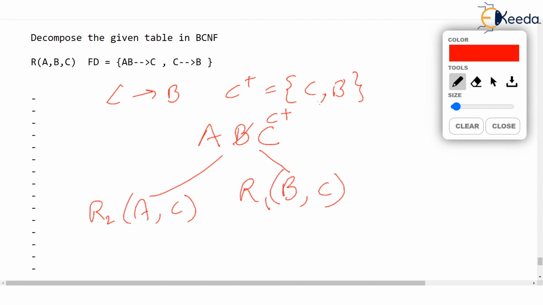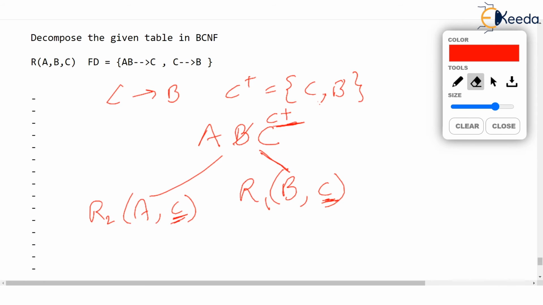Now, first of all, is this decomposition lossless? For lossless, there has to be a common attribute, isn't it? C is common. And C closure has brought in B. That means C is the candidate key here. So the common attribute C is the candidate key in at least one of the tables. So this is lossless, correct?